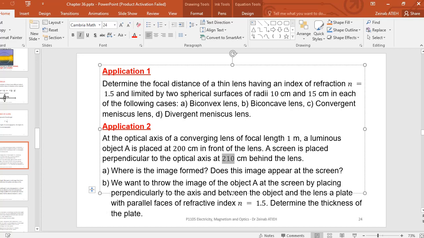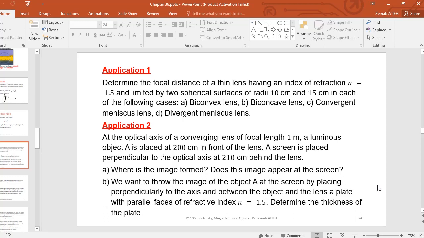We want to throw the image of the object A at the screen by placing, perpendicularly to the axis and between the object and the lens, a plate with parallel faces of refractive index n equals 1.5. Determine the thickness of this plate. I want the image to be formed on the screen. So it says I will place a parallel plate between the object and the lens, so that the image A prime reaches the screen and I can see this image.